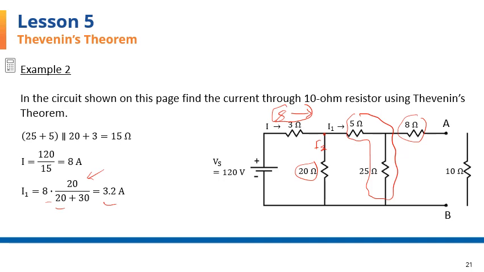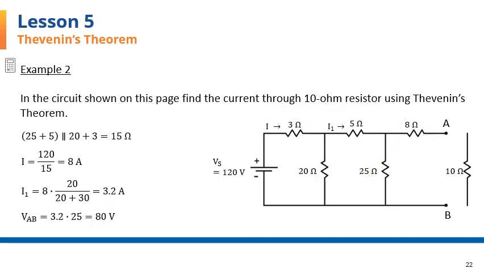So I1 going through this combination of 5 and 25 ohm resistors is going to be 3.2 amps. Now that we have current going through the 25 ohm resistor, which is the same as the one going through the 5 ohm, the current through the 25 ohm resistor is 3.2. If I multiply the two, the current in amps by the resistance in ohms, that will give me the voltage drop across the 25 ohm resistor. And that has come to 80 volts across here.